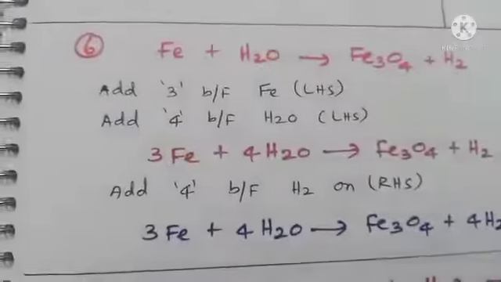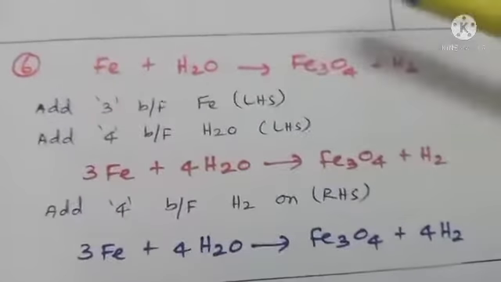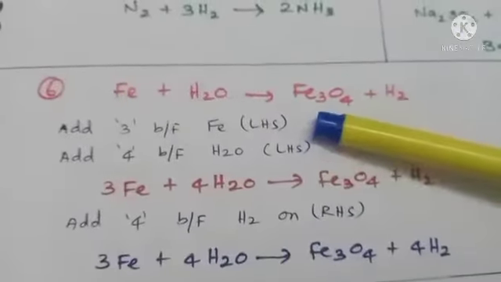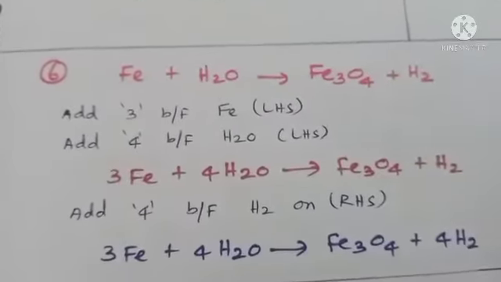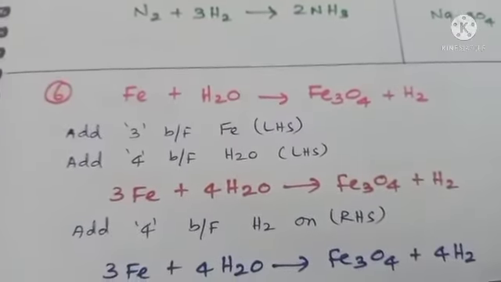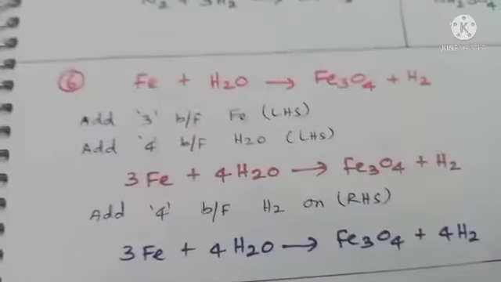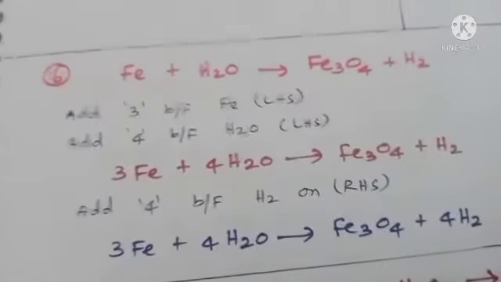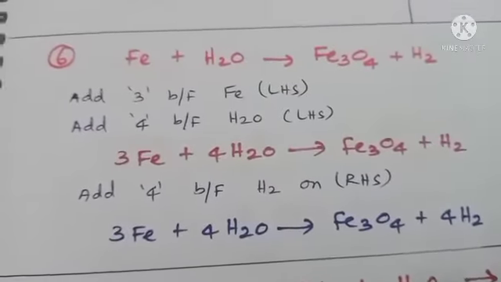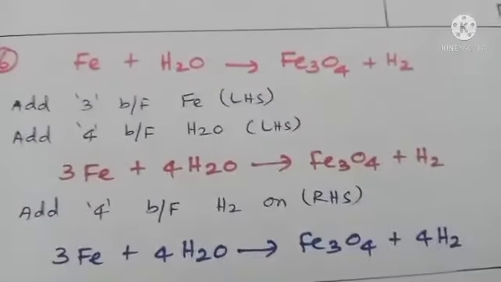Right, now we go for the next example. Example number 6. Fe plus H2O gives Fe3O4 plus H2. Iron reacts with water, giving the iron oxide Fe3O4 plus H2. Now look at the number of iron atoms on the left side. There is only one iron atom, but on the right side there are 3, isn't it? Fe3 is there, isn't it?